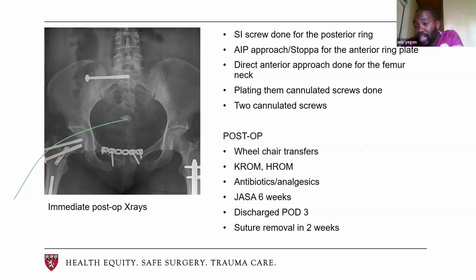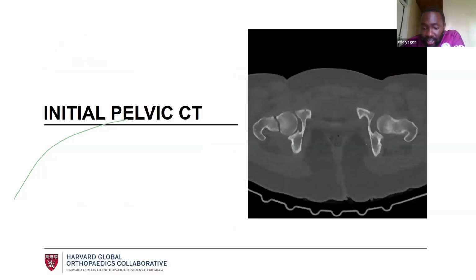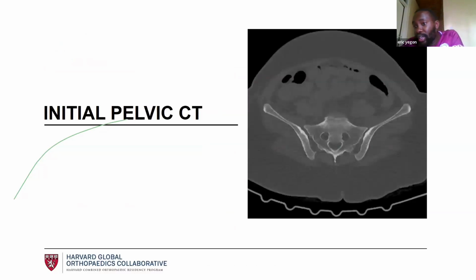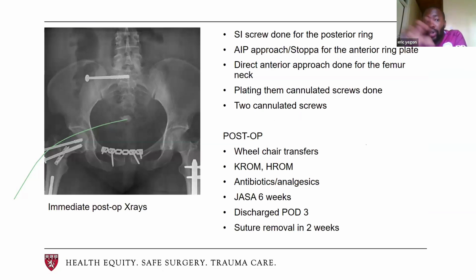Then as soon as we had that together, of course, if you can see here on this CT, the posterior ring was also open. So after we reduced with the Young-Bluth clamp, once we held that, we went and put in the SI screw. Then once we put the SI screw, we came and plated anteriorly.